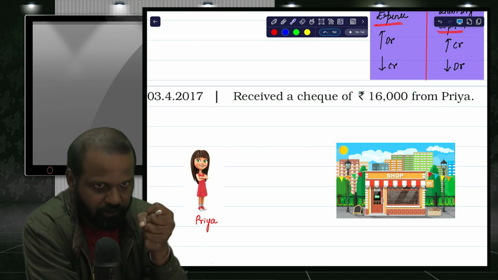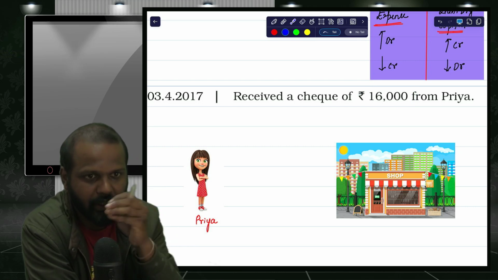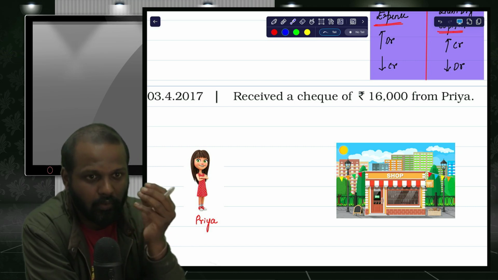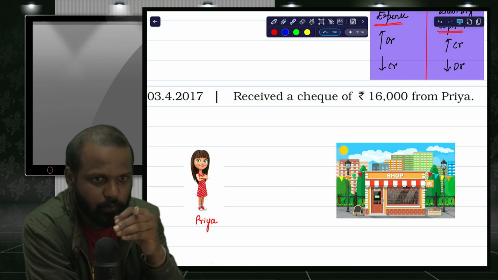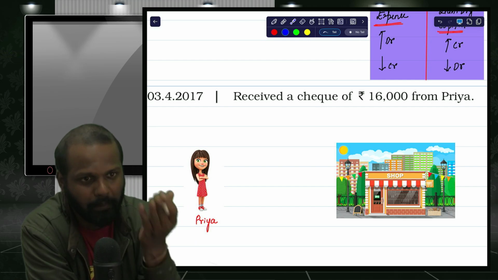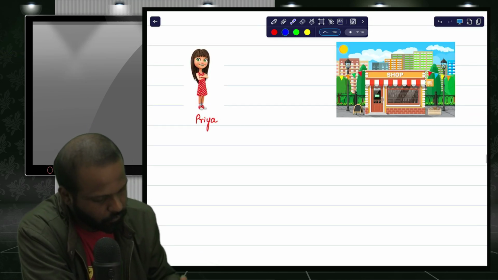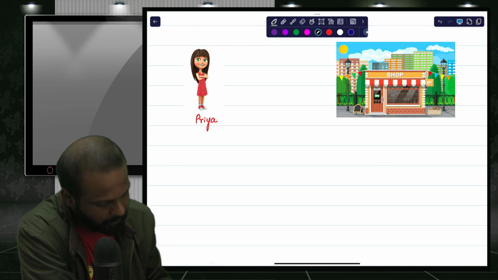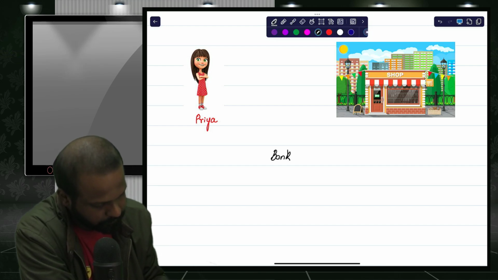Once you receive the check, you are going to deposit that check into the bank account. So once you receive the check and deposit it into the bank account, your bank balance will increase. Once the bank collects the money on that check, your bank balance will increase. So first change is what? Bank balance is an asset and it is increasing.